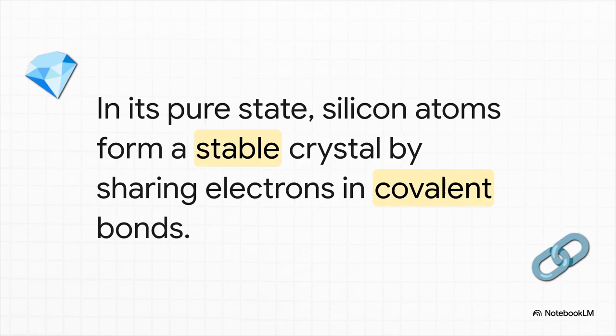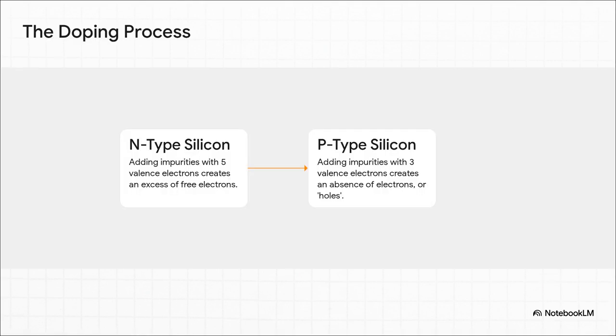So if you just take pure silicon, it's a little boring electrically. Every silicon atom holds hands with its 4 neighbors, sharing its electrons. It forms this perfect, beautiful, stable crystal. It's very peaceful. But for our purposes, it's useless because all the electrons are locked in place. There's no flow. So we have to get in there and mess it up a little bit.